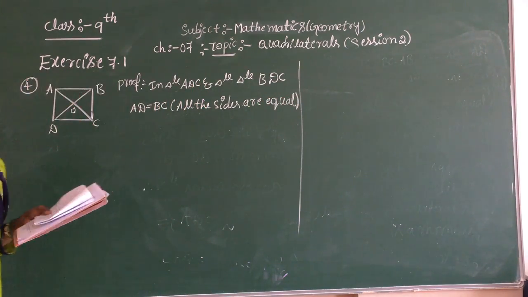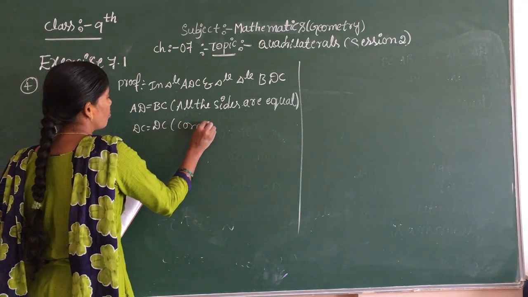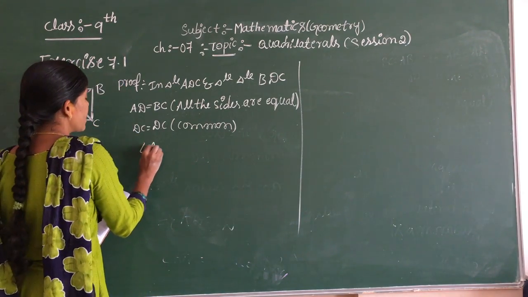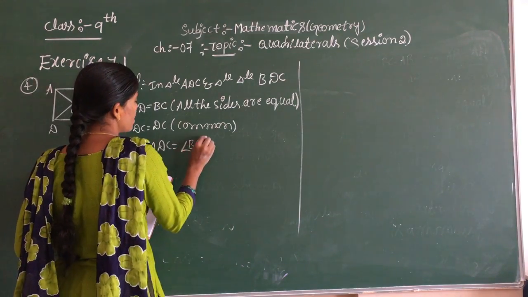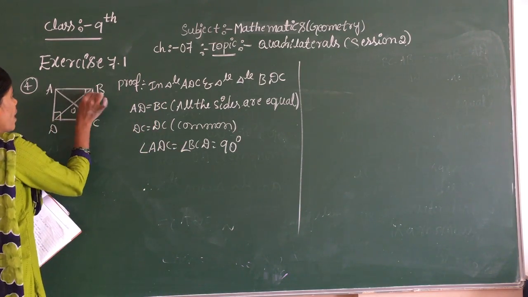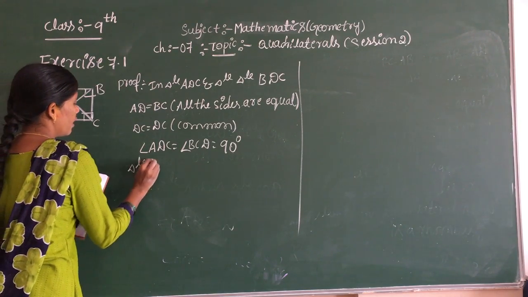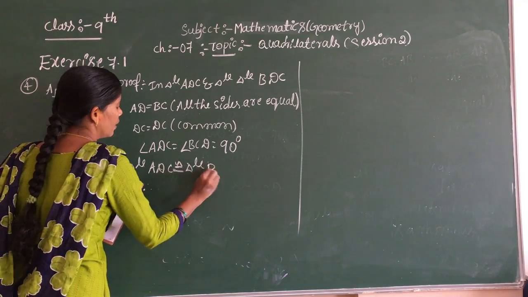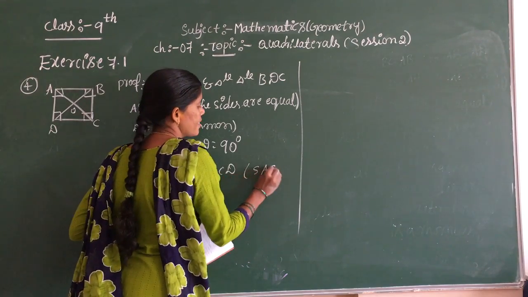Okay. Next, DC is equal to DC. What is that? Common. Okay. Now next, angle ADC is equal to angle BCD is equal to 90 degrees. Why? Because each angle of a square is 90 degrees. Okay children, so triangle ADC is congruent to triangle BCD. Which rule? That is the SAS rule.